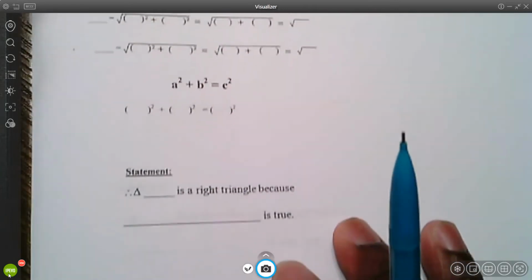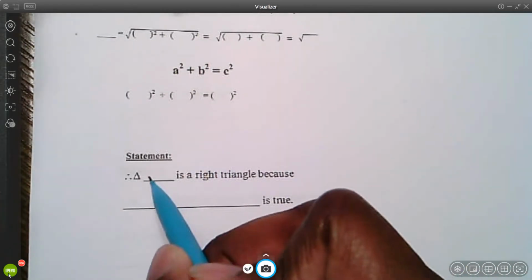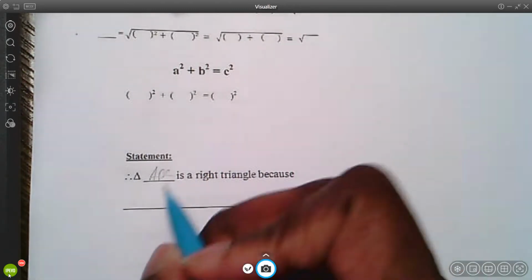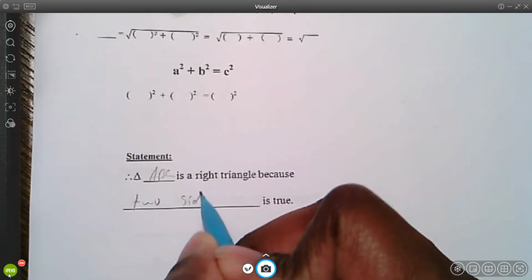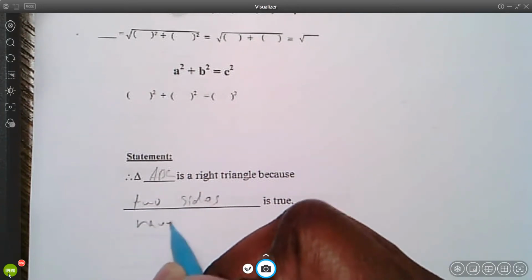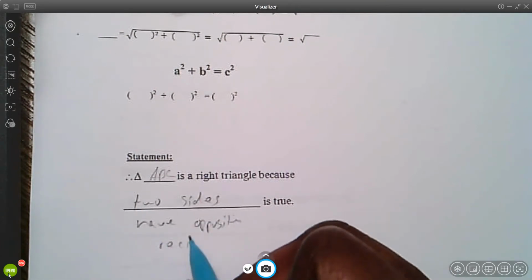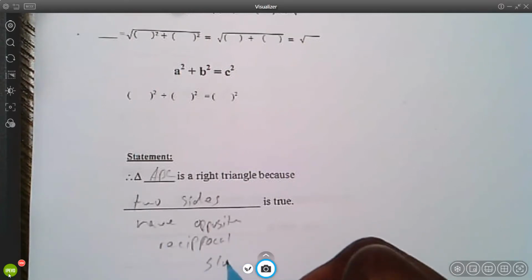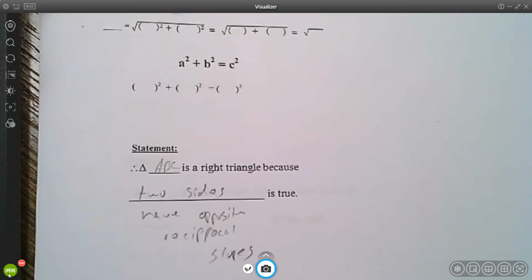So skipping ahead to the bottom, this triangle, triangle ABC, is a right triangle because two sides have opposite reciprocal slopes. Now prove that that's a right triangle without having to use the Pythagorean theorem.